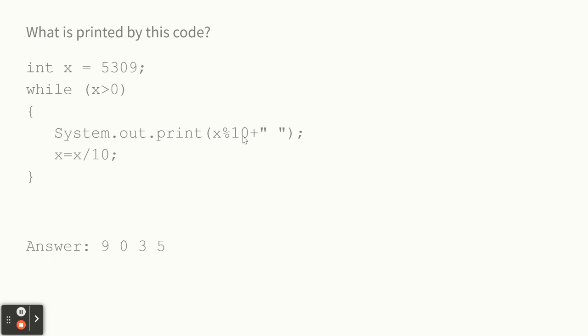530 mod 10 is 0. And then we lop off the 0. 53 mod 10 gives you 3. Lop off the 3, and then we're left with the 5.